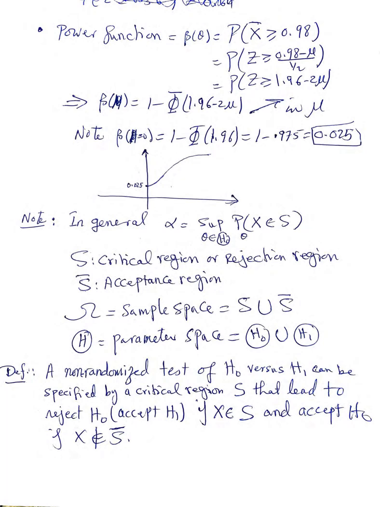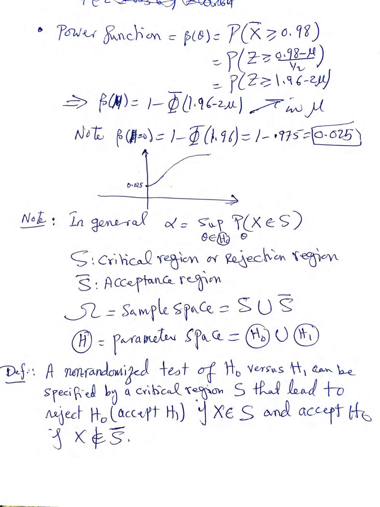Now the power function: you have to compute, in general, the probability of rejecting H0. So when you standardize, you put 0.98 minus mu in general, divided by 1/2. So you have to compute the probability to the right of 1.96 minus 2 mu, or it can be written as 1 minus the normal CDF of 1.96 minus 2 mu. This is an increasing function in mu, like this.